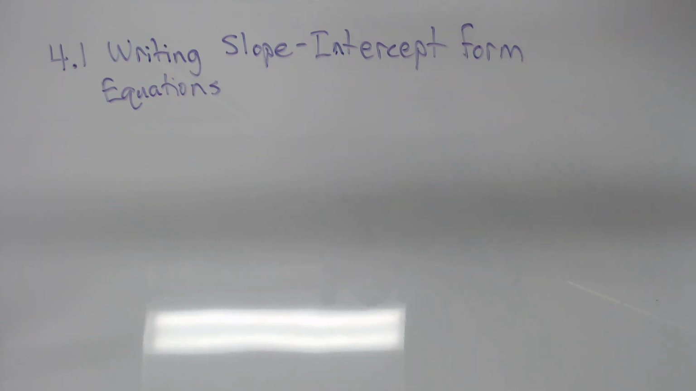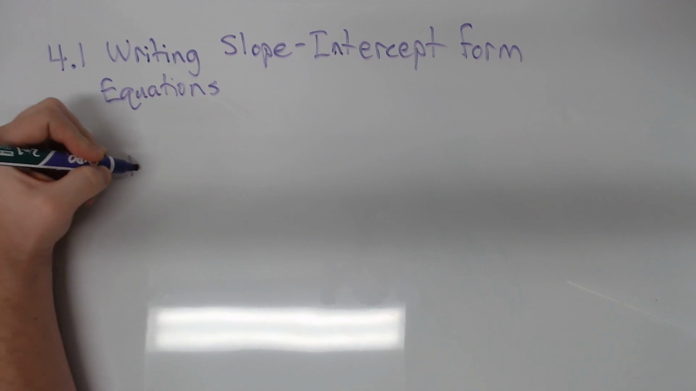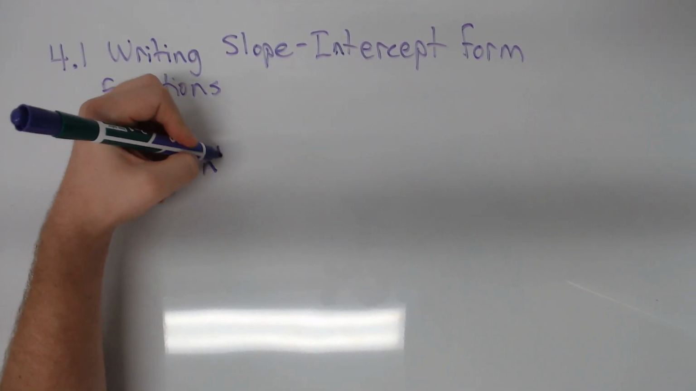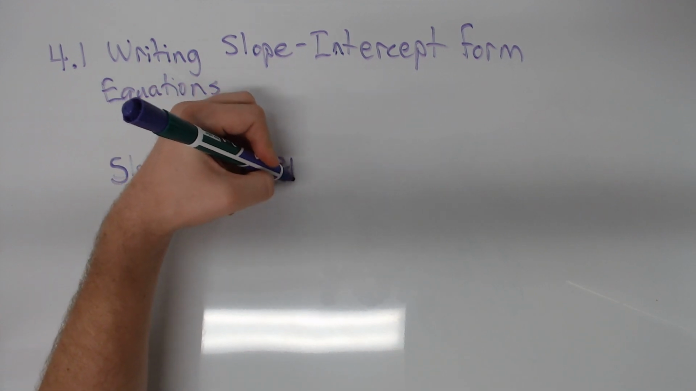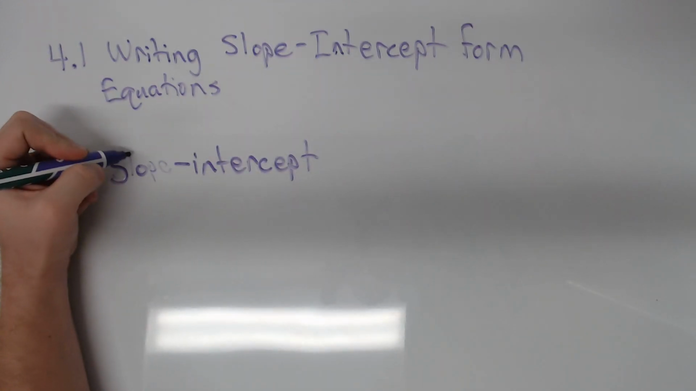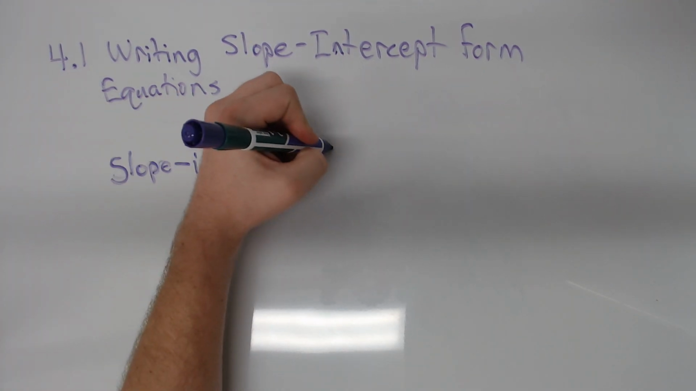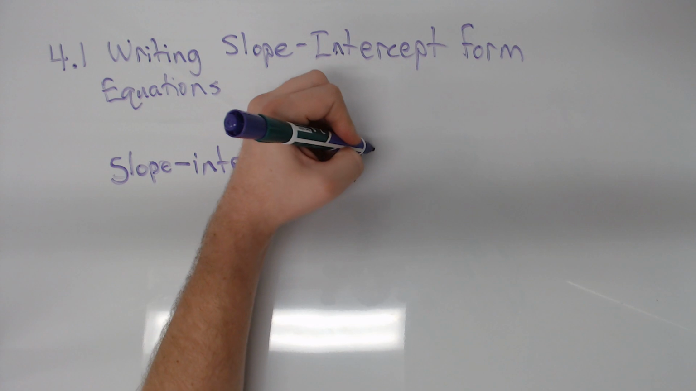Lesson 4.1 is on writing slope-intercept form equations. Just a reminder, slope-intercept form says exactly what you need. It's the nice thing about some of these names. Standard's the only one where its name doesn't really make any sense. What does standard mean? Slope-intercept form, though, that's the one we all know and love. y equals mx plus b.